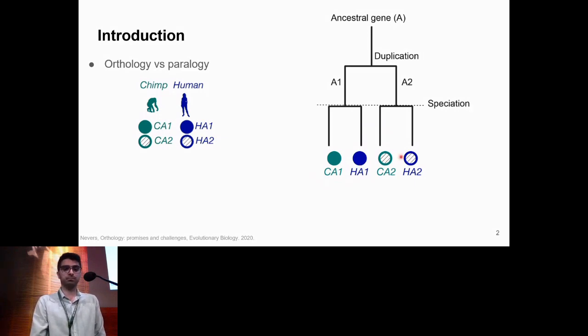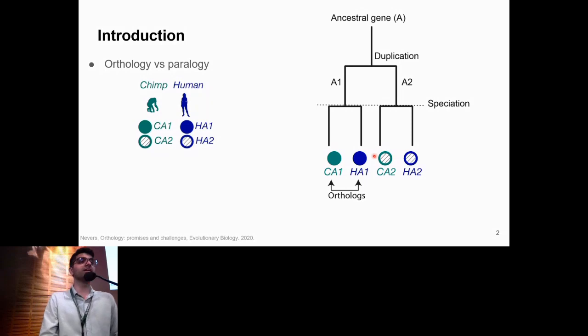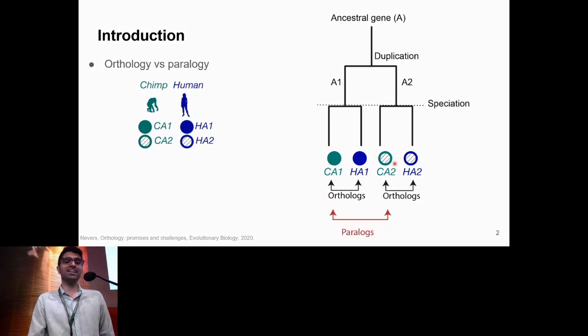For example, here, CA1 and HA1 are orthologs. Similarly for CA2 and HA2. On the other hand, CA1 and CA2 diverge from a duplication event here, so they are paralogs. And similarly for HA1 and HA2, they are paralogs. This kind of information is informative to study gene evolution and infer phylogenetic trees. But the challenge is that they are usually found using all-against-all comparison, which is not scalable.